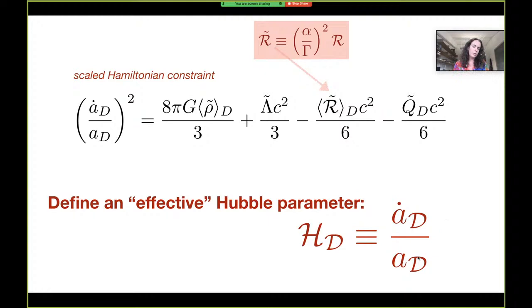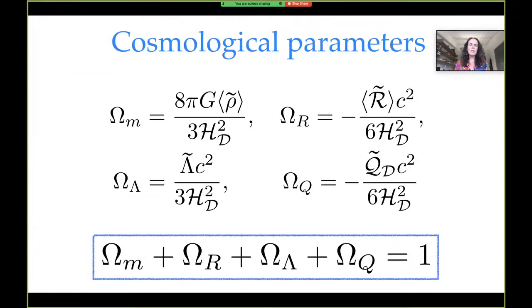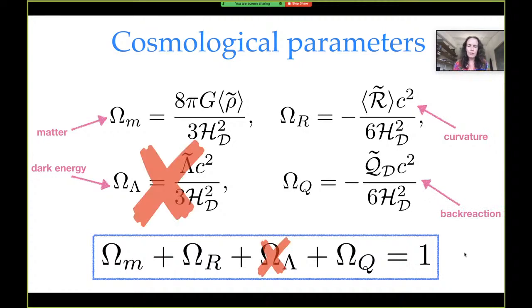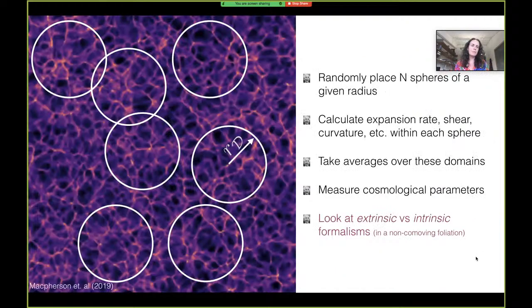So just in normal cosmology, what we can do is define an effective Hubble parameter H, which is the A dot over A. So this reduces to the FLRW H in the correct limits. And then we can go ahead and define cosmological parameters as we normally do. And what these do is they tell us the fractional energy density of the universe that is made up of matter, curvature, dark energy, and backreaction. But as Daniel said, in our simulations we don't have any dark energy. It's just not in our part of the code. So all we're looking at is the contributions from matter, curvature, and backreaction.